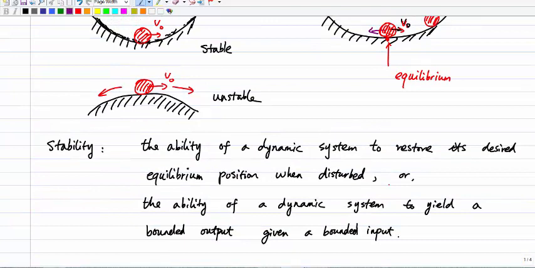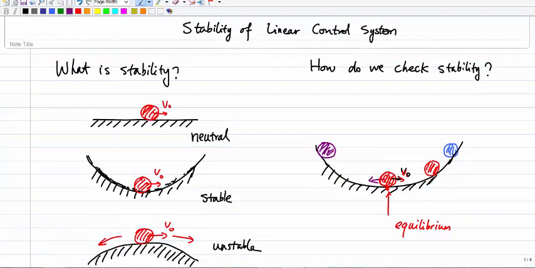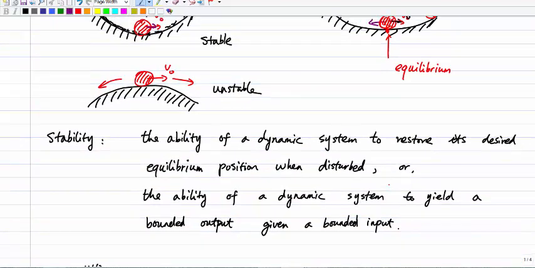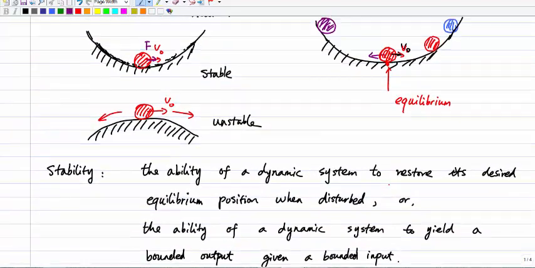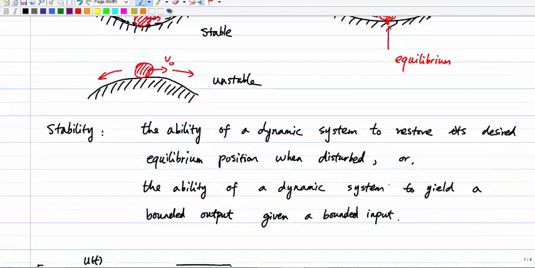The other definition is the ability of a dynamic system to yield a bounded output given a bounded input. Let's say I apply a bounded force over here. You can only go up to certain points, because if you keep going, you would need to apply a lot of force. So if I have a bounded force input, it should give me a bounded output. That's the definition of stability.